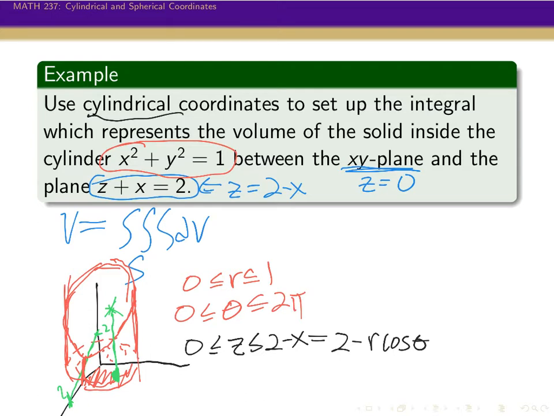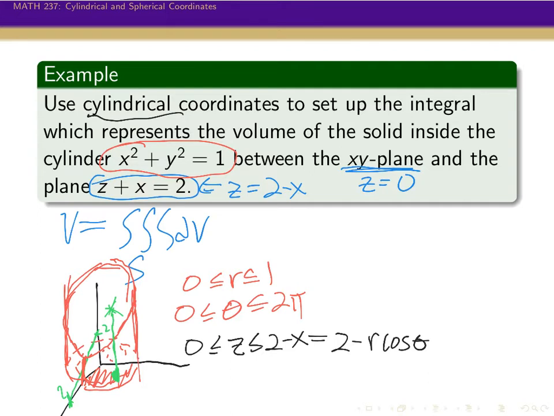So the way we have this set up, we're going to integrate z first, and then we're going to do r or theta in some order. It doesn't really matter because neither of them depends on the other one in these bounds.